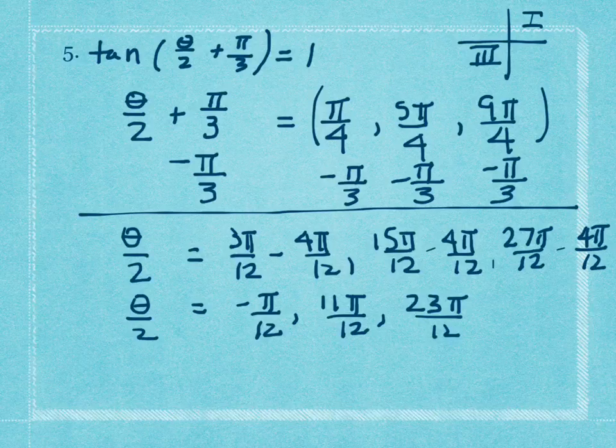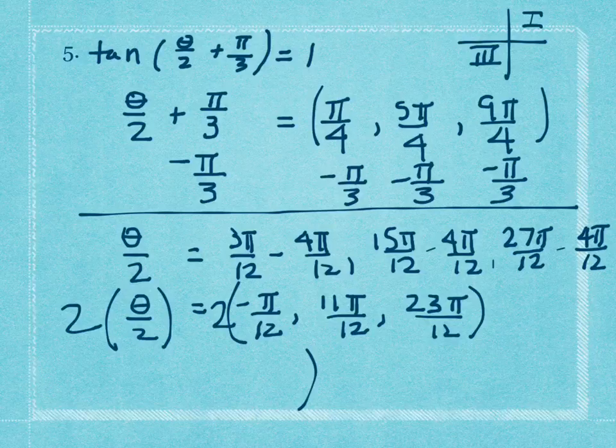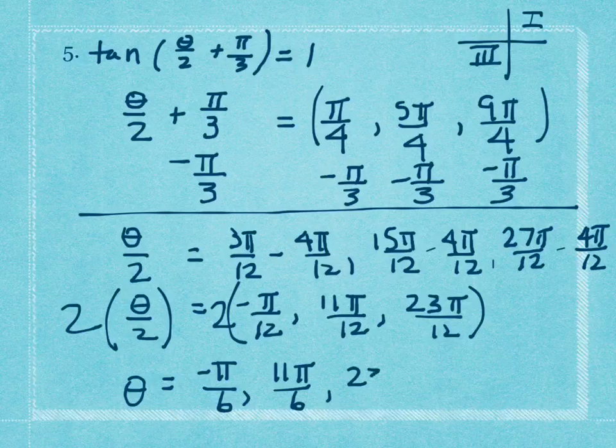But I don't have theta equals. I have theta over 2 equals. What's my next step? Multiply by 2. All right, so I've got theta on the left. What are my 3 values here on the right-hand side? Pi over 6. Thank you, Lauren.